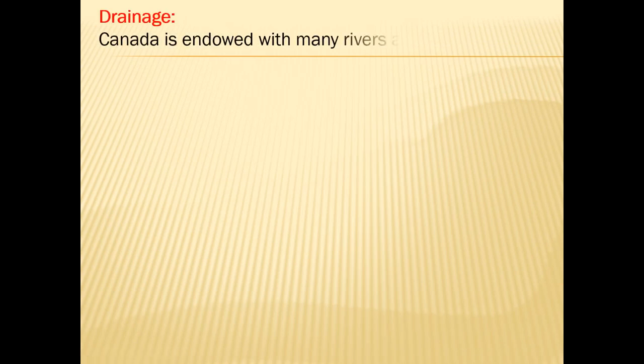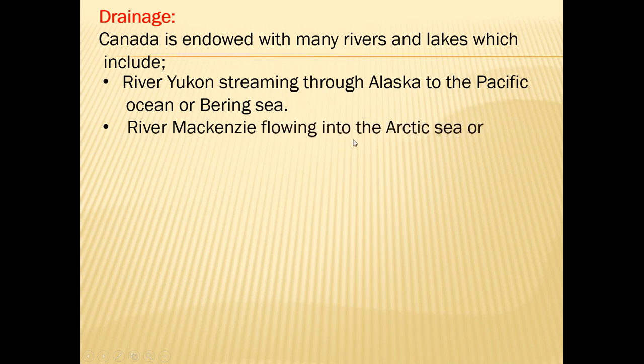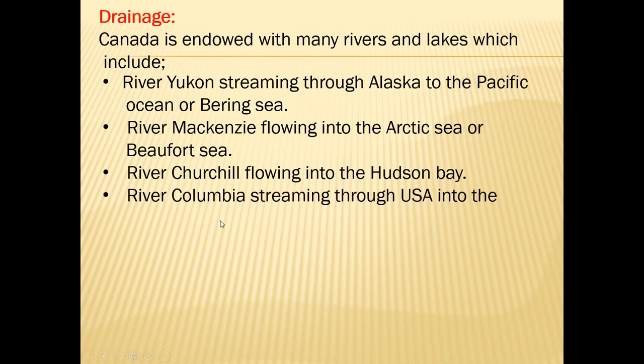The drainage of Canada also varies. Canada as a country has a number of rivers and lakes, and examples of these rivers include River Yukon, which drains through Alaska into the Pacific Ocean. Then we have River Mackenzie, which flows northwards into the Arctic Sea. Then we have River Churchill, which equally flows northwards into the Hudson Bay. We have River Columbia. This one flows through USA into the Pacific Ocean.